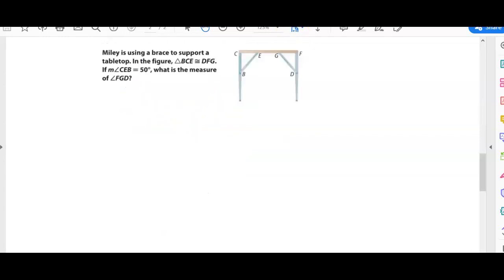So we do have one more here, you guys. Miley is using a brace to support a tabletop. All right, I got the pen tool selected. That's where we're at. In the figure, triangle BCE. So remember, they're starting with the B, and then they're going to the C, and they're ending up with the E. That is congruent to, I'm going to change the color here, and that is congruent to DFG. So D would be 1, F would be 2, and G would be 3.